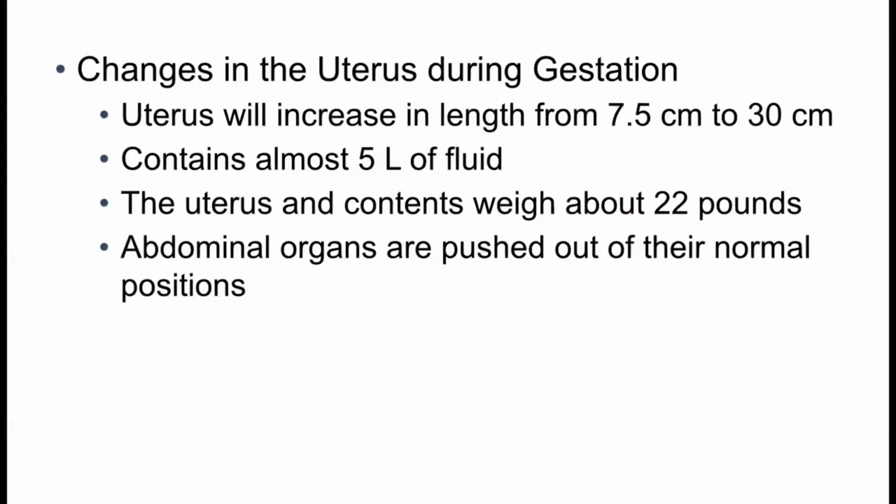Okay. Changes in the uterus during gestation. The uterus is going to increase from about 7.5 centimeters to 30 centimeters. That's over a 4-time increase in size as the fetus develops. It contains almost 5 liters of fluid. The total amount of blood you have in your body is roughly 5 liters, so the uterus alone contains 5 liters of fluid surrounding that fetus. The uterus and the contents within it, including the fetus, weigh about 22 pounds. Abdominal organs are pushed out of their normal position as the fetus grows.